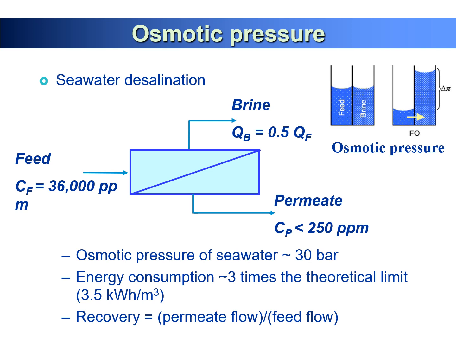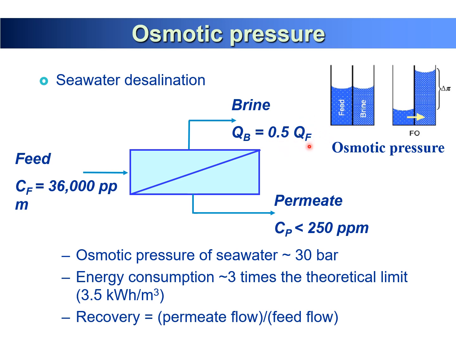And this is the osmotic pressure in terms of recovery. We have feed water with 36 grams per liter of salt concentration, and this is the RO membrane, with a flow rate of 50% recovery.